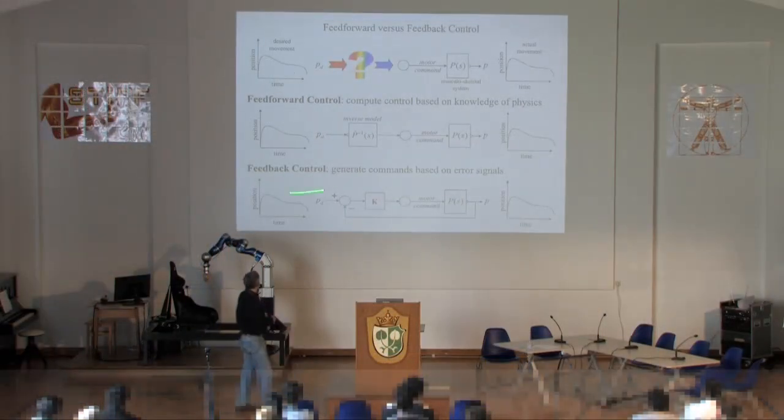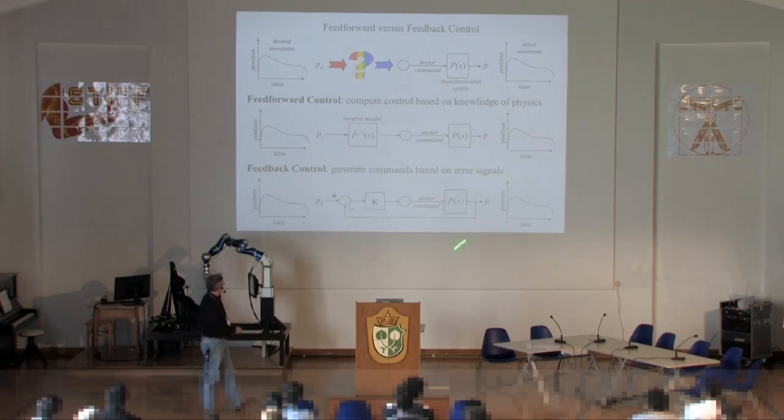Okay? And so that's the concept of feedback control. What do I do? I measure where the system is. Here's my mechanical system. I measure where it is at any point in time. I feed that back here. I compare it to where I want to be at any point in time. I do some simple calculation, for instance, multiply it by a constant, and that's going to be my motor command.